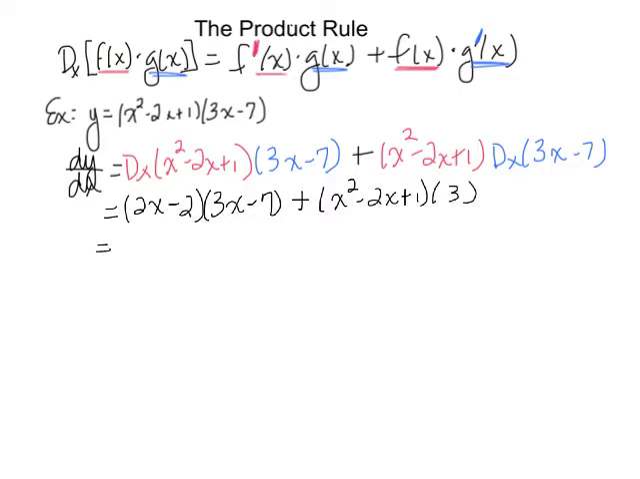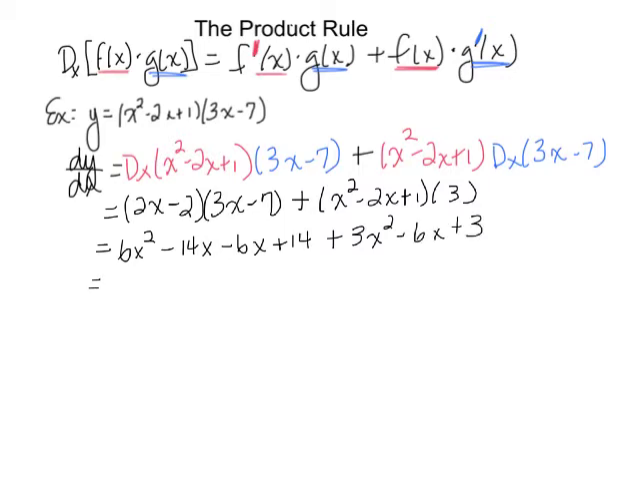And then via a little algebra, I'm going to distribute the 2x to the 3x minus 7, that's 6x squared, and then 2x times negative 7 is negative 14x. Then distribute the negative 2, so I get minus 6x plus 14. And then I'm going to distribute the 3 to the x squared minus 2x plus 1. So distribute the 3, I get 3x squared. Distribute to negative 2x, negative 6x, and then plus 3.